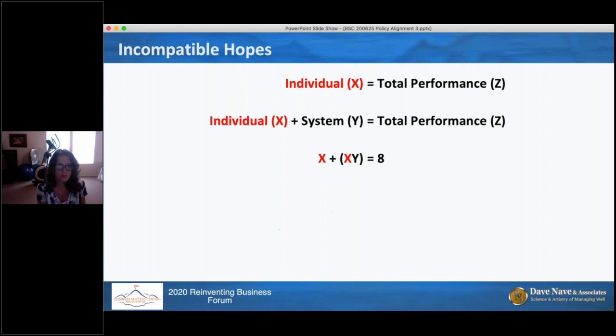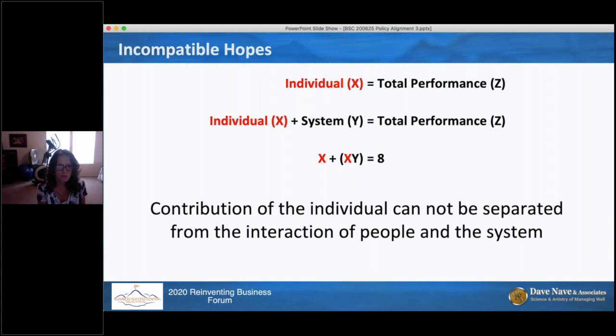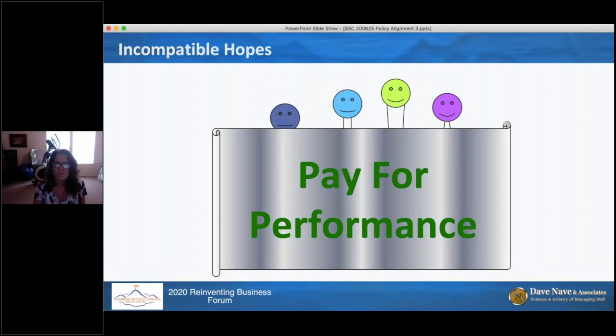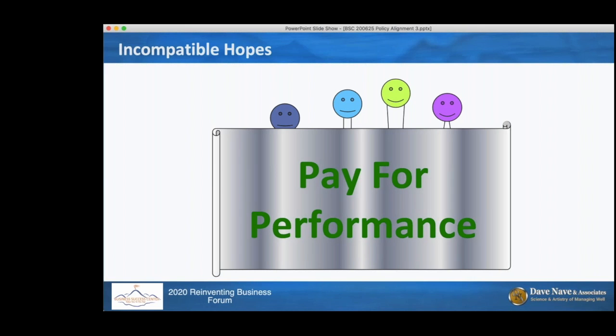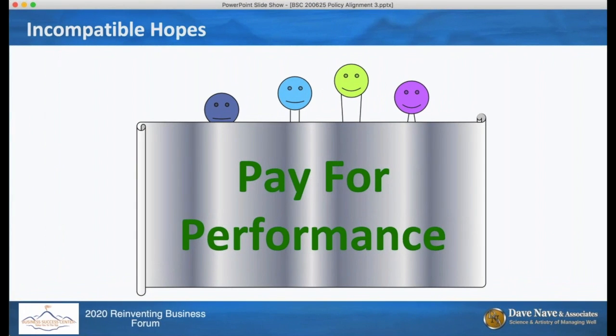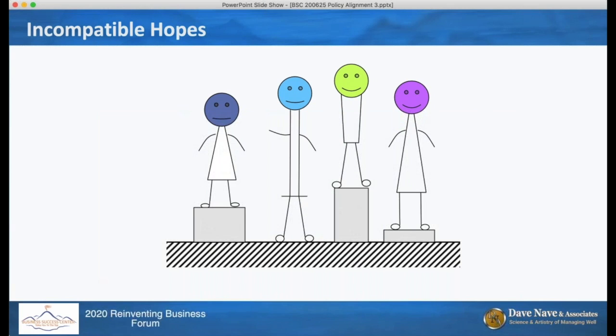So why do people keep trying? The basic conclusion is you can't separate the contribution of the individual from the interaction of the people and the individual. Now, for a little more graphical description, this is what pay for performance does. You're rewarding people for being above this curtain that you have artificially hung up. And if you start asking questions and looking at it a little more, and you bring the curtain down, this is what you find: you have all these individuals, some of them heavily supported by the system, some of them not at all.